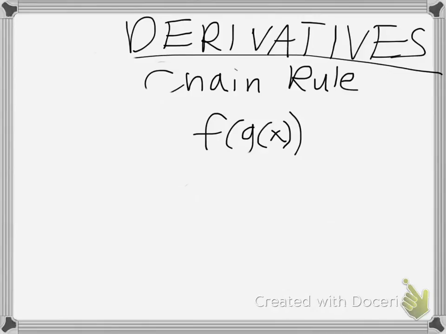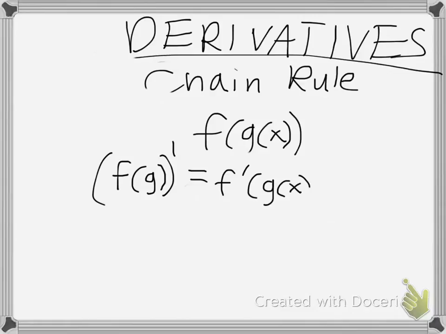So what it says is that f of g of x prime equals f prime of g of x times g prime of x. So what does this mean?